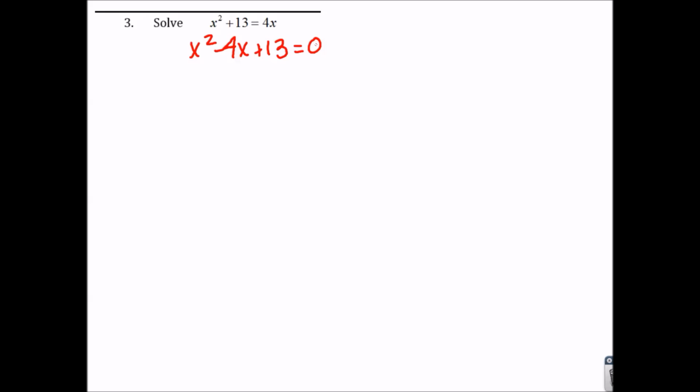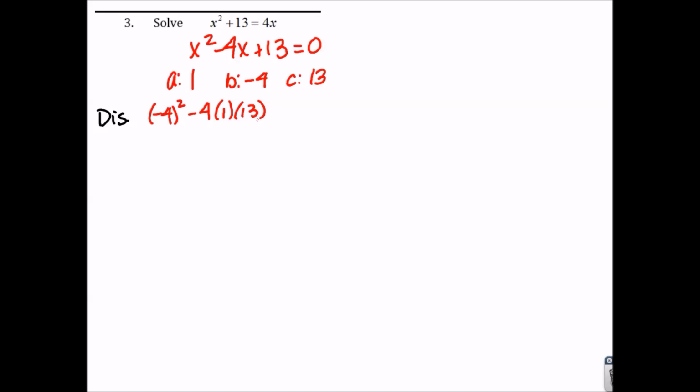Remember, with standard form you should always have the x squared term, then the x term, then the constant term. So a is 1, b is negative 4, and c is 13. So our discriminant is b squared minus 4ac.